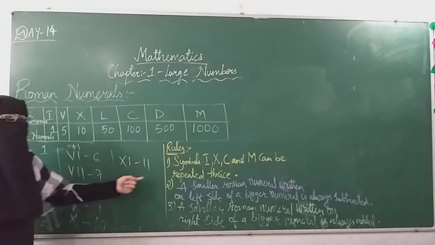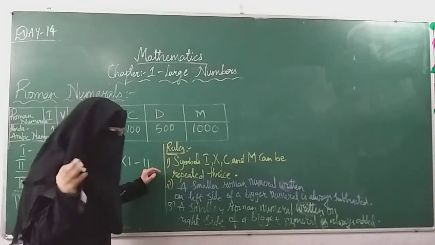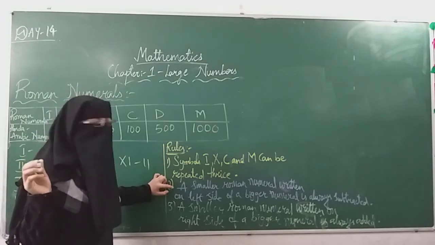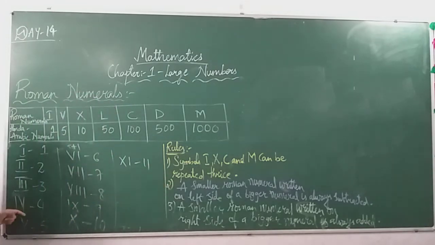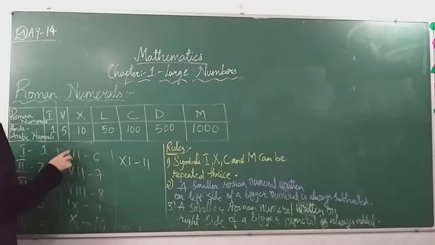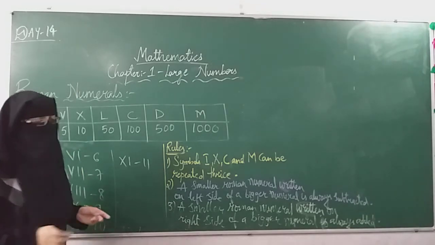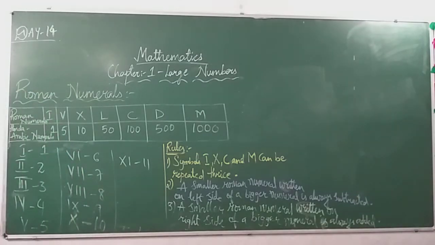Symbols I, X, C and M can be repeated 3 times, not more than that. A smaller Roman numeral written on the left side of a bigger numeral is always subtracted. A smaller numeral written on the right side of a bigger numeral is always added. Okay. We will see how to write the numbers.